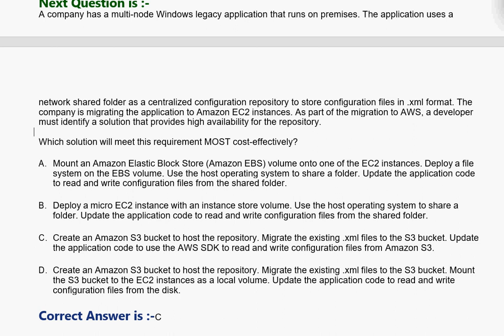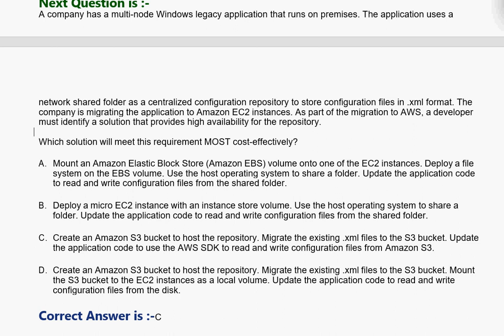Which solution will meet these requirements most cost effectively? Option A. Mount an Amazon Elastic Block Store (Amazon EBS) volume onto one of the EC2 instances. Deploy a file system on the EBS volume. Use the host operating system to share a folder. Update the application code to read and write configuration files from the shared folder.